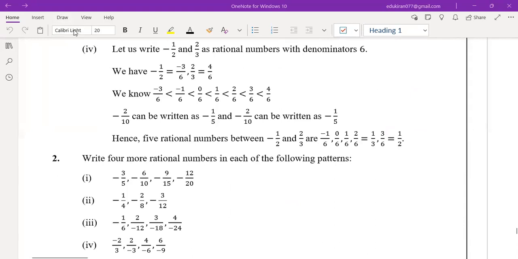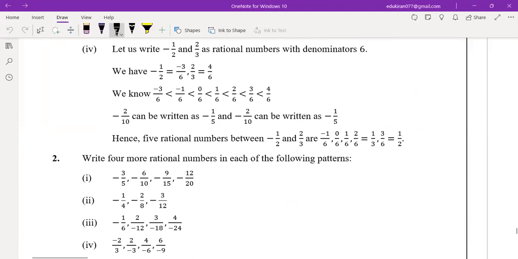Now let's just do the second question. The question says, write 4 more rational numbers in each of the following patterns. Yes, ma'am, like equivalent fractions. Yes, so you have to find the 4 more.